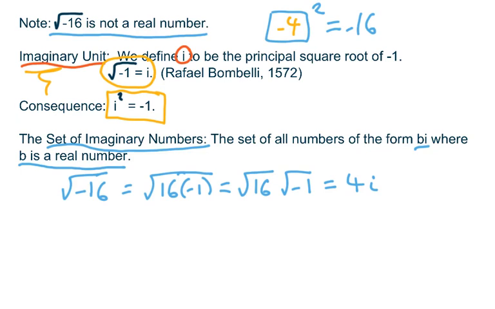So this would be an imaginary number. It's some real number times i. Here's another example just to give you a little bit more of a flavor.